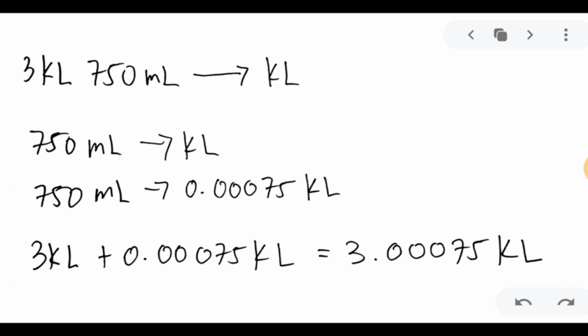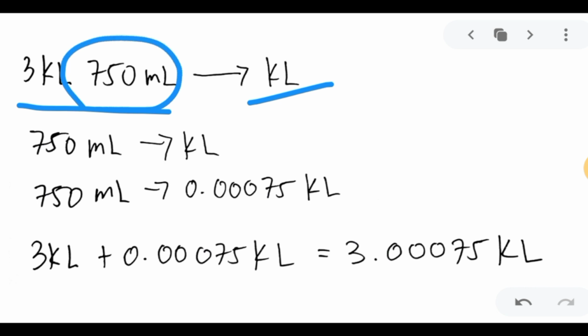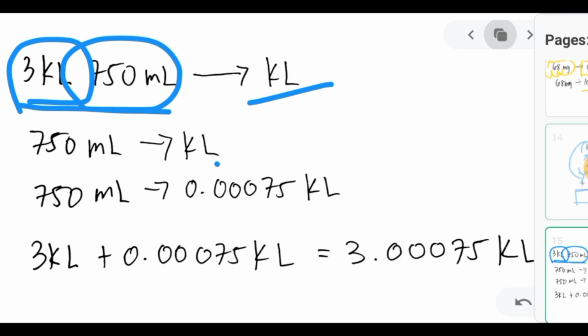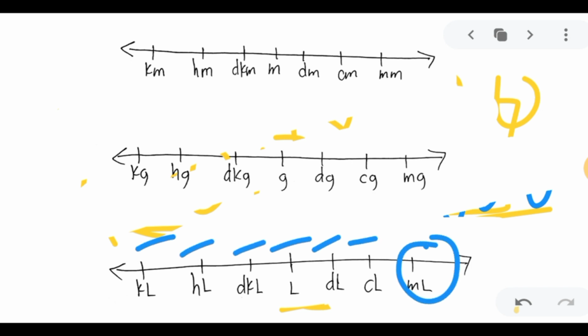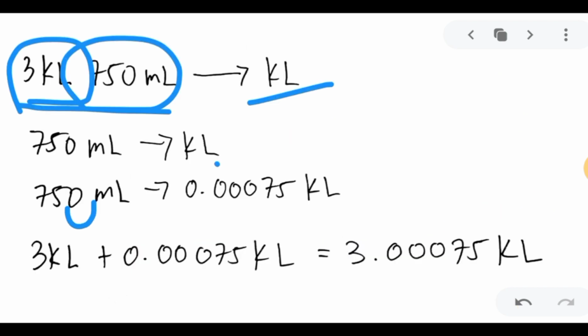Another example is convert 3 kiloliters and 750 milliliters into kiloliter. So, all you need to do is convert this ml unit into KL unit since this one is already expressed in kiloliter. So converting that into KL, ml to KL, let us go back on the metric unit here. So how many places is that? ml to KL from here, that is 1, 2, 3, 4, 5, 6. So you have to divide that into 1 million. Or just move 6 places.